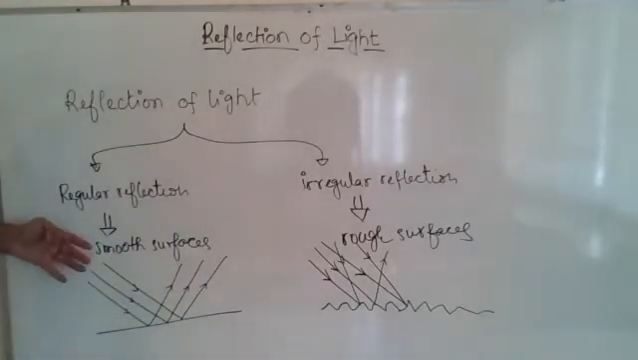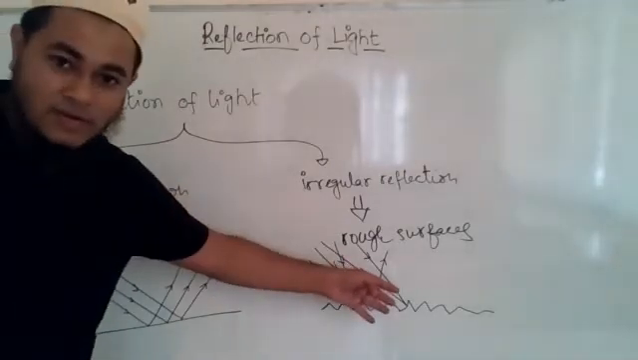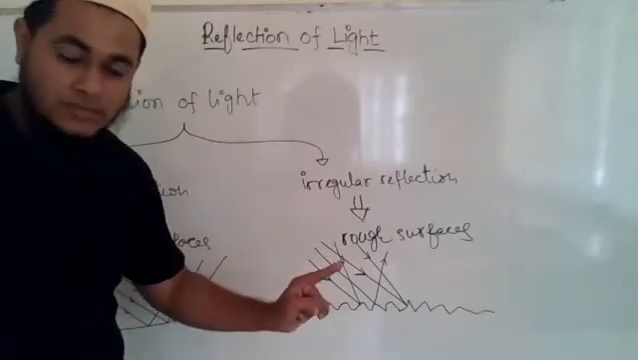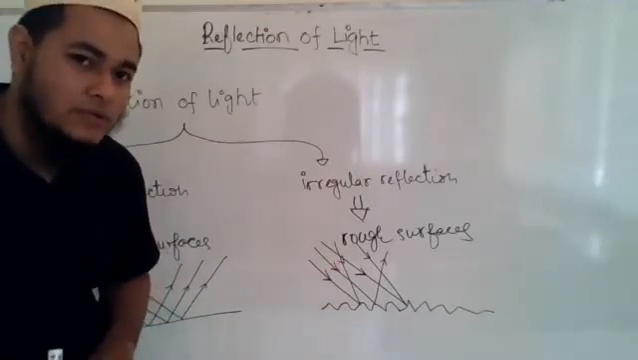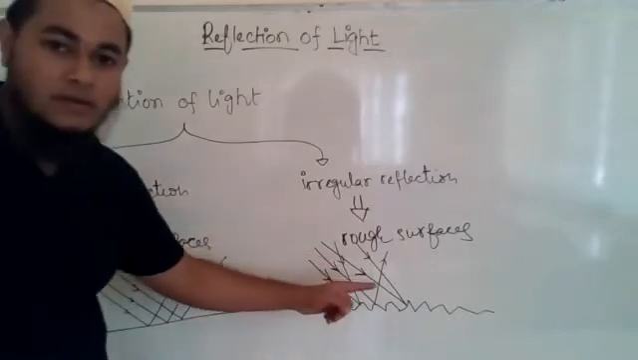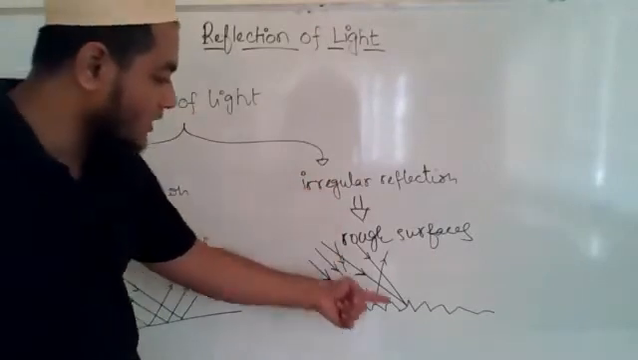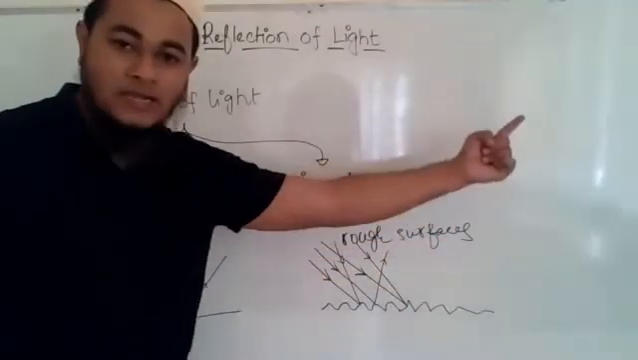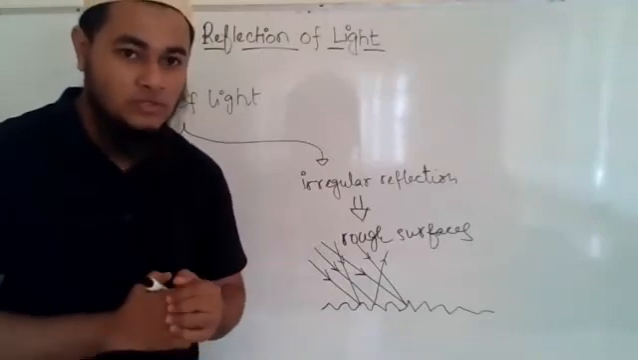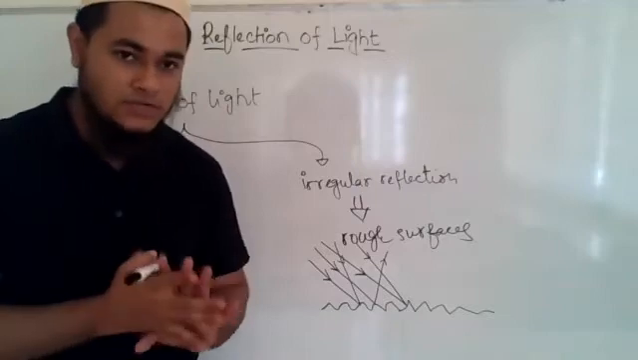You can see that the incident rays are parallel. Here also the incident rays are parallel, that means the incident rays are the same in both cases. But what about the reflected rays? Here the reflected rays are also parallel. But here, the reflected rays are not parallel. One ray is going in that direction, another in this direction, another in that direction. So the reflected rays are not parallel to each other. This is the main difference between regular and irregular reflection.